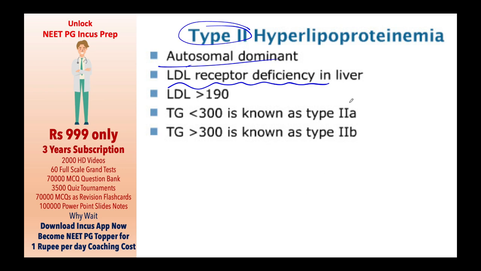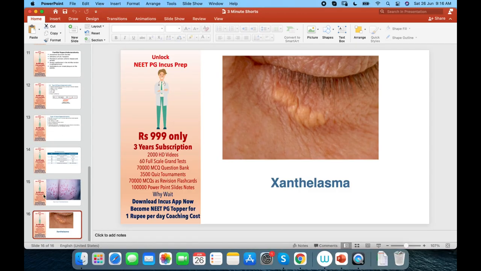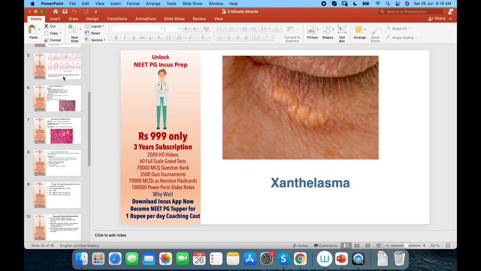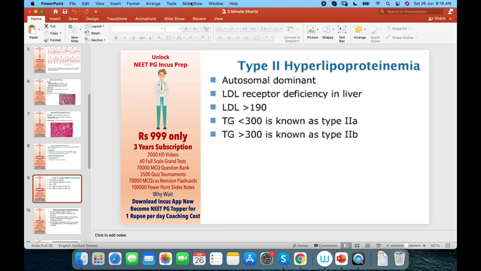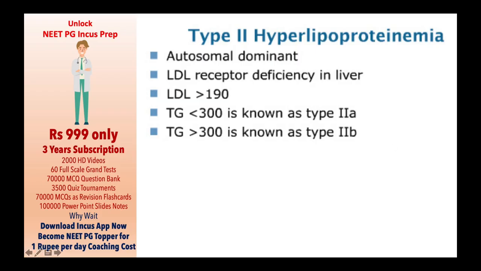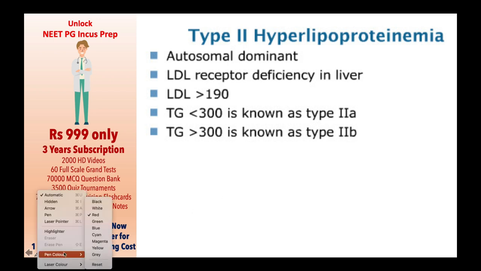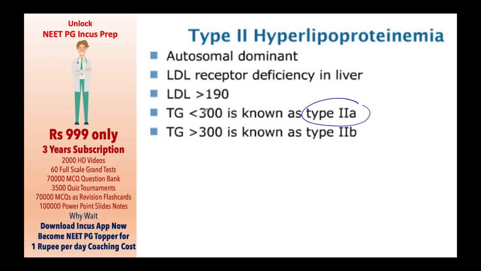In type 2 you have type 2A and 2B. So how do you differentiate type 2A and 2B? In type 2A, the triglyceride is less than 300. In type 2B, the triglyceride is more than 300.